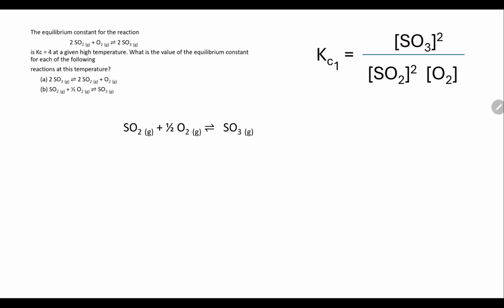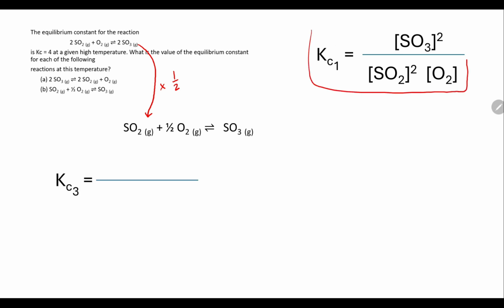Okay, let's take a look at a second example. To go from my original equation to my new equation, I multiplied by a factor of 1/2. So again, I have my equilibrium expression for my original equation. And what I'm going to do is look at the equilibrium expression for this new equation where I multiplied by 1/2. And again, I'm going to take the concentration of my products, in this case, sulfur trioxide raised to its coefficient, which now is 1, divided by the concentration of my reactants.